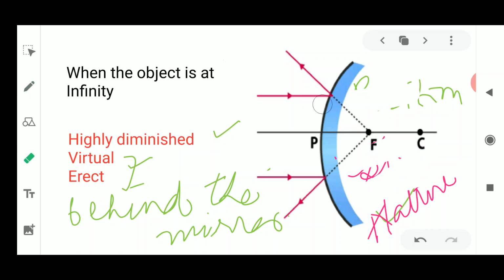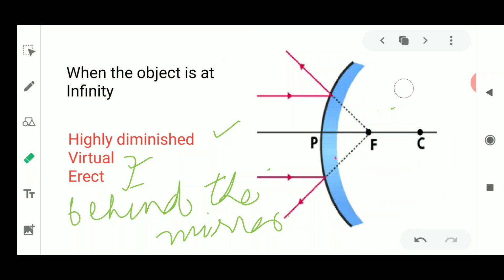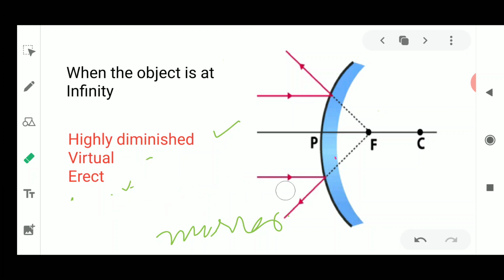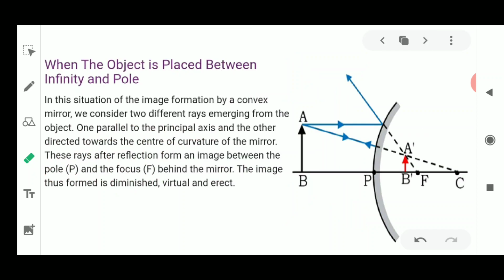So here in this case we discussed that the position is behind the mirror, the size is highly diminished, and the nature is always virtual and erect. Okay, so these three things you will always remember. Now we go into the next ray diagram, that is when the object is placed between infinity and pole. Infinity means very far away and pole means here, so somewhere in between infinity and pole we could consider here.